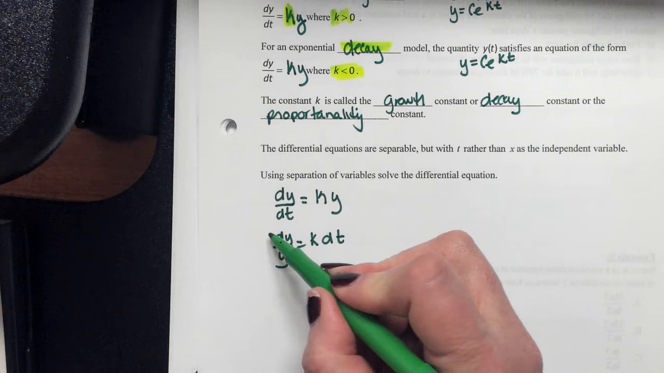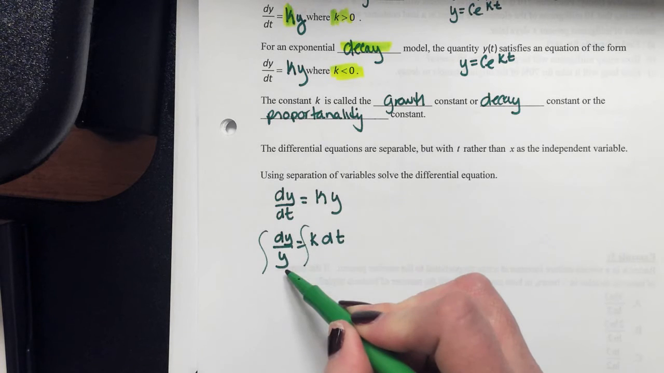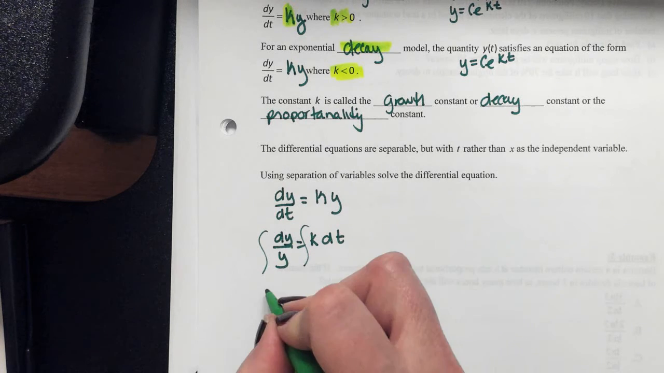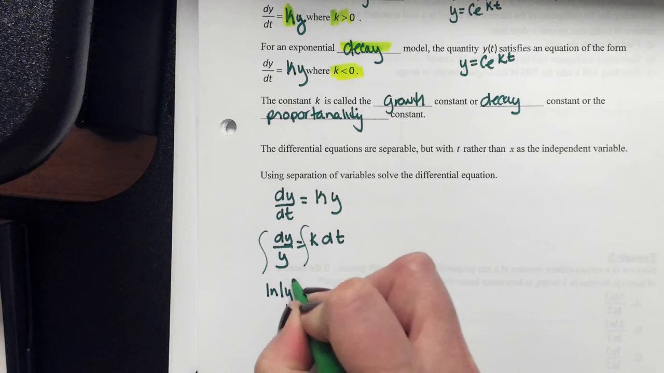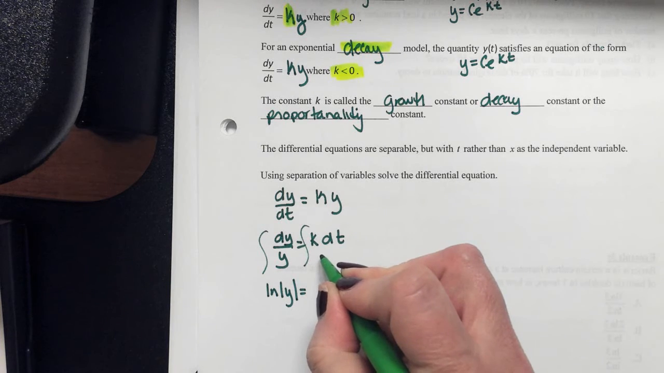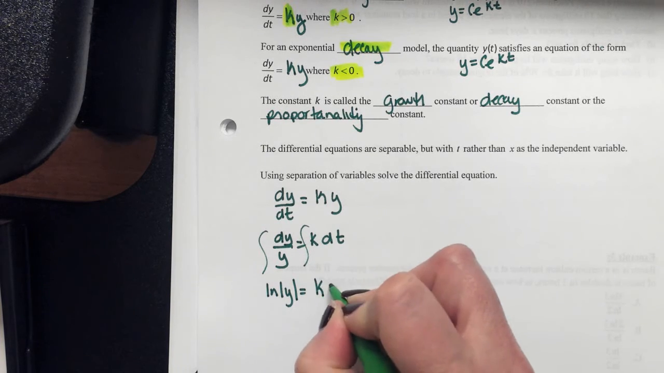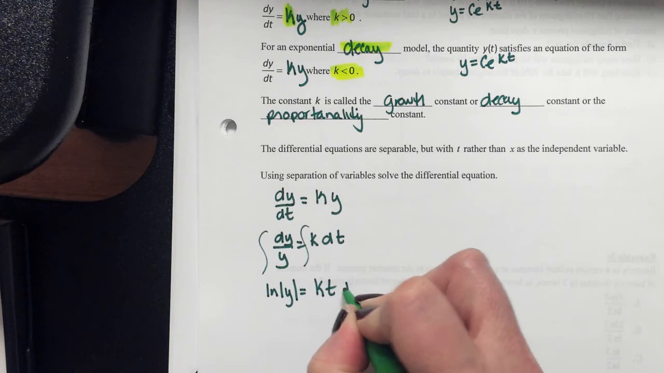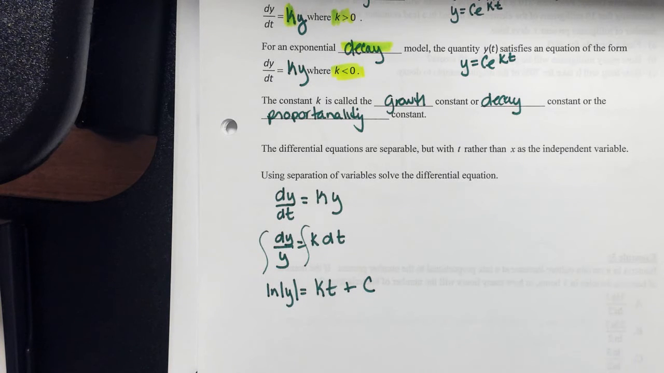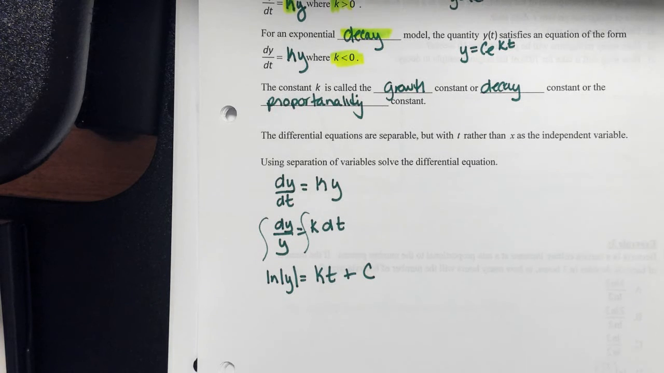We're going to integrate. So the integral of dy over y is going to be the natural log of y is equal to what? k times t plus your c. Don't forget your c. Yeah, some of you on your test forgot the c. I know.